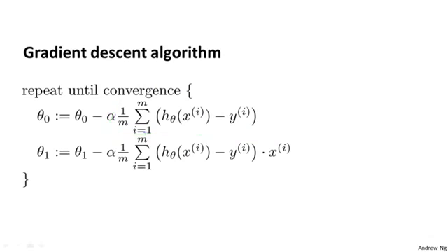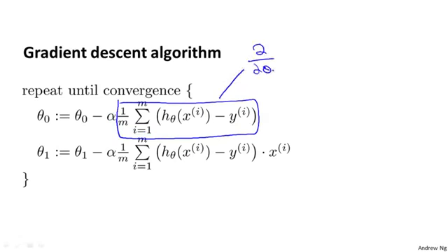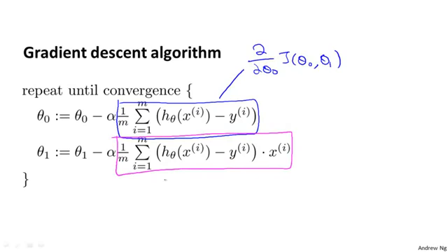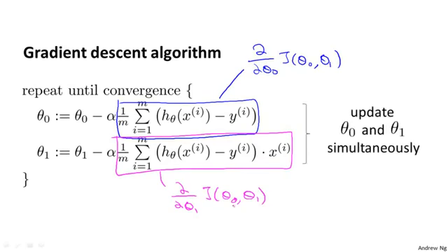so here's our linear regression algorithm. This first term here is of course just the partial derivative with respect to theta 0 that we worked out on the previous slide. And this second term here is just the partial derivative with respect to theta 1 that we worked out on the previous slide. And just as a quick reminder, when implementing gradient descent, there's this detail that you should implement it so that you update theta 0 and theta 1 simultaneously.